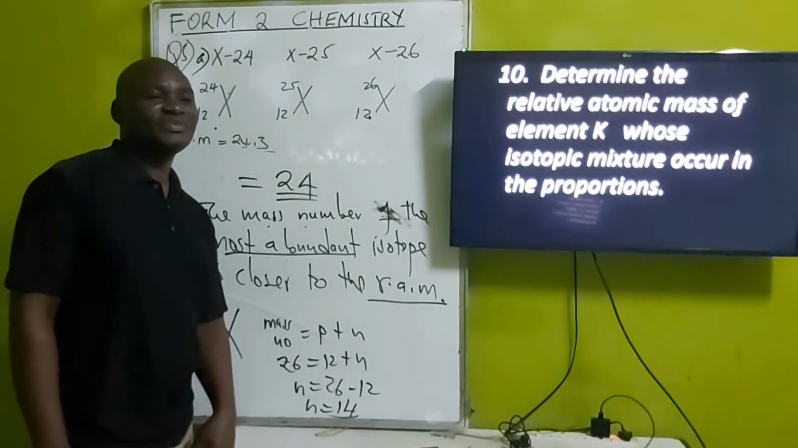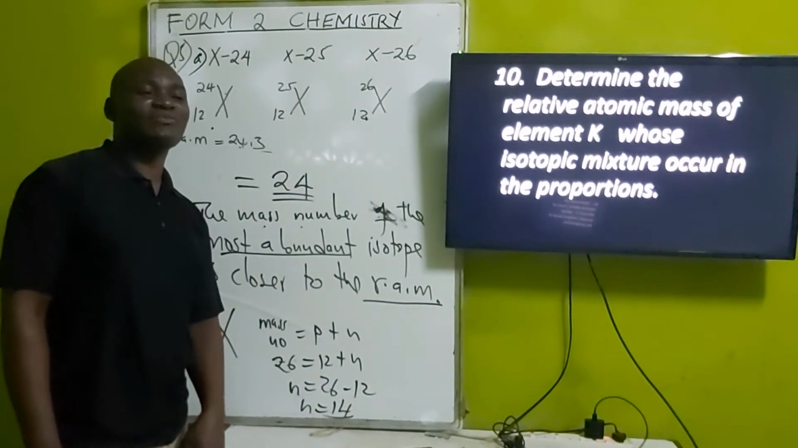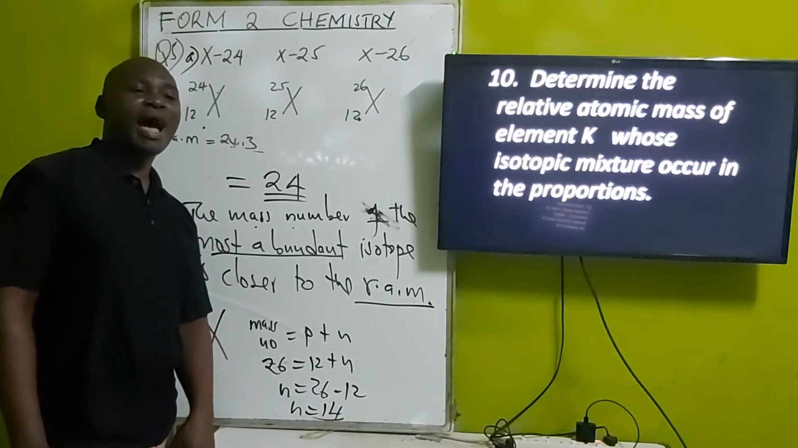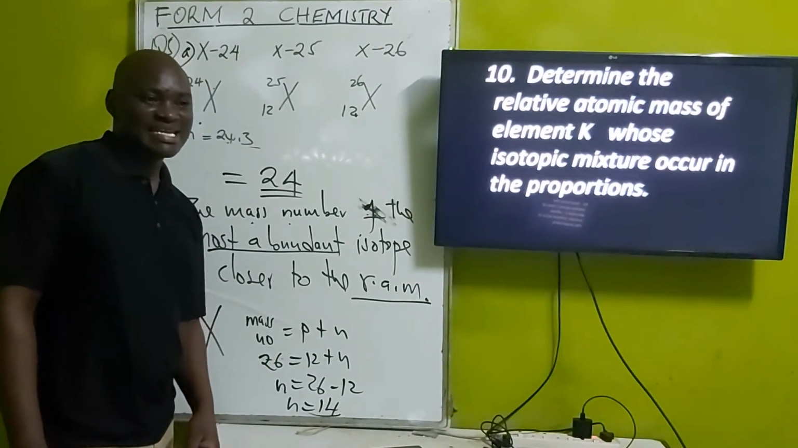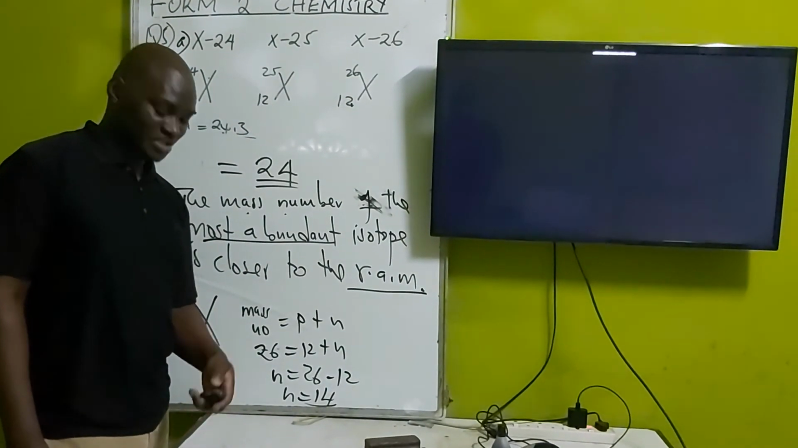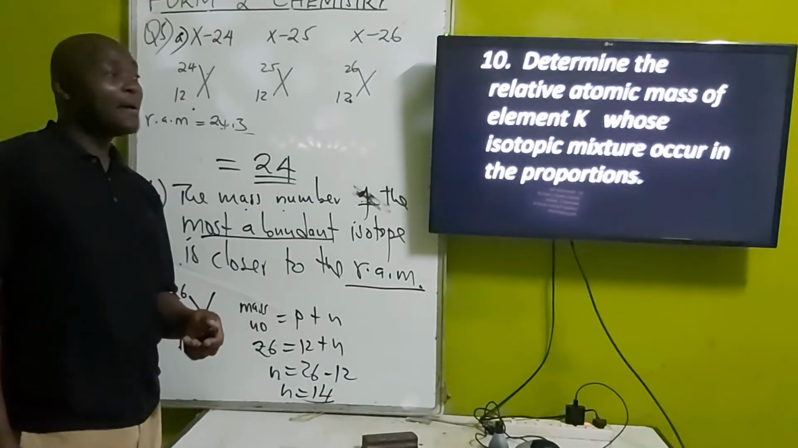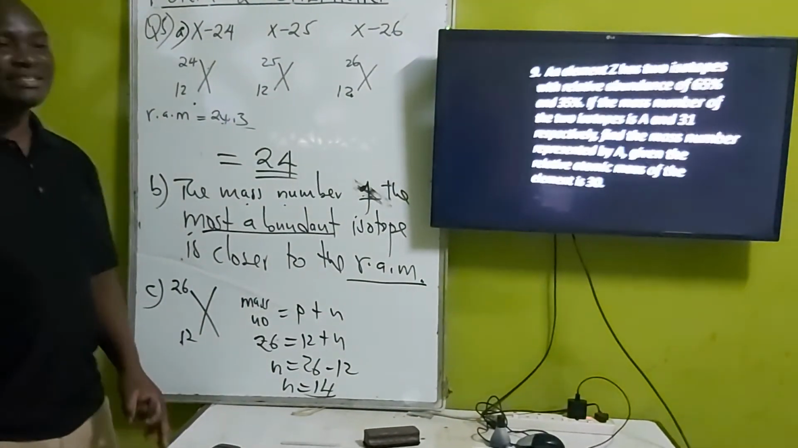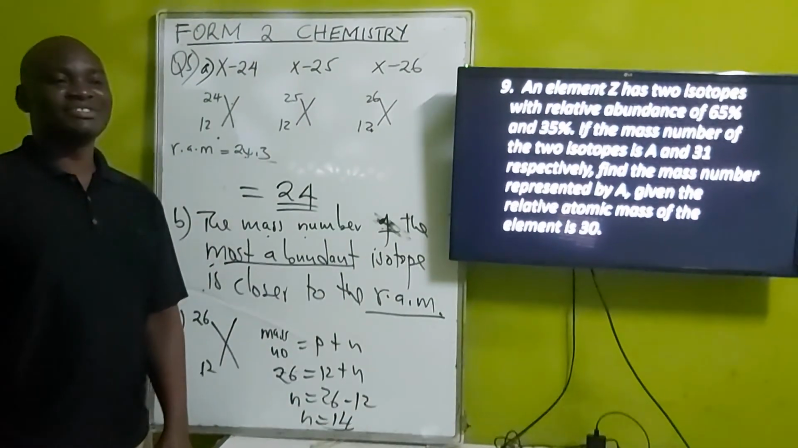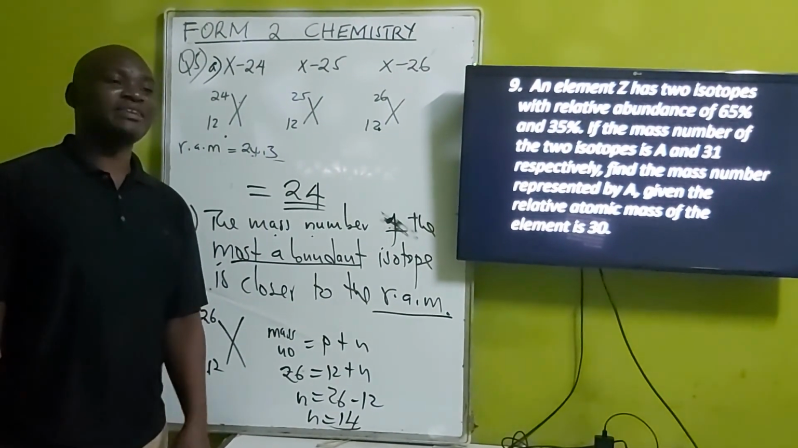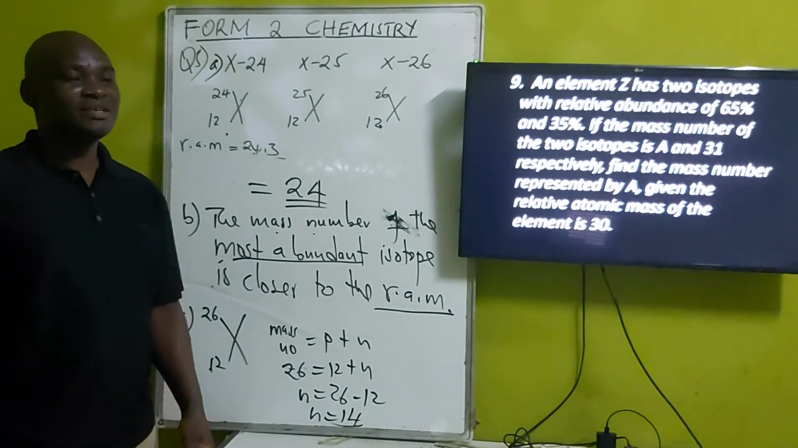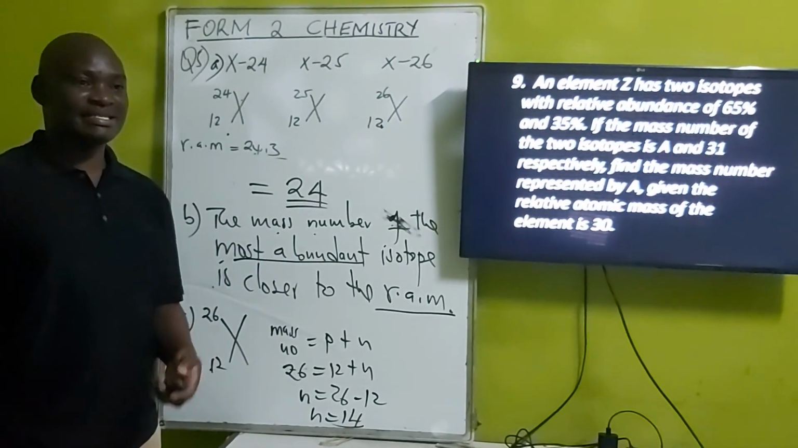Number 10. Determine the relative atomic mass of element K whose isotopic mixture occurs in the proportions... sorry, that question is incomplete. So that one brings us to the end of this discussion. Try those questions and check if you can work them out. Let us meet next time during our next lesson.